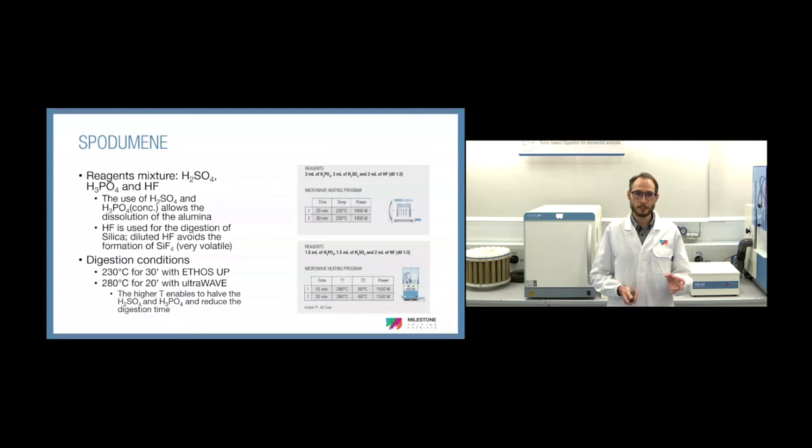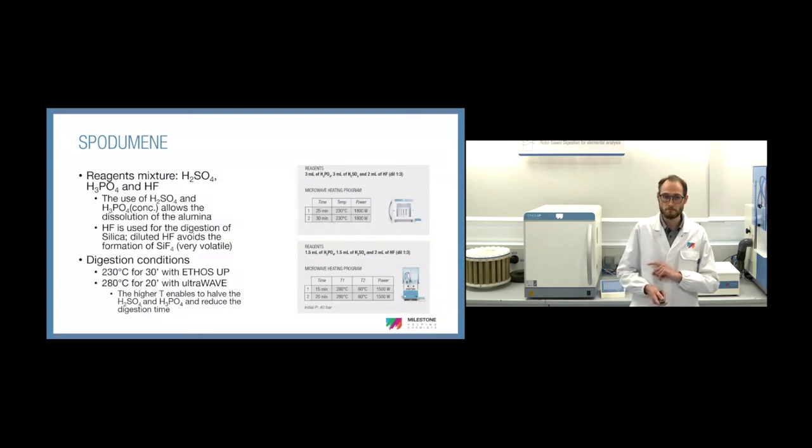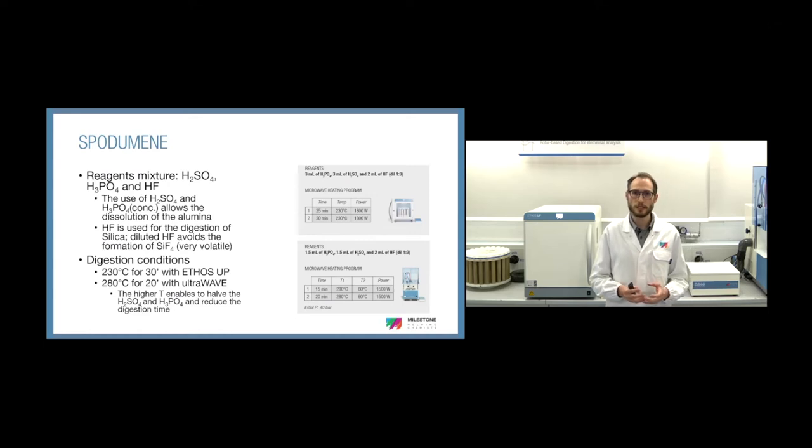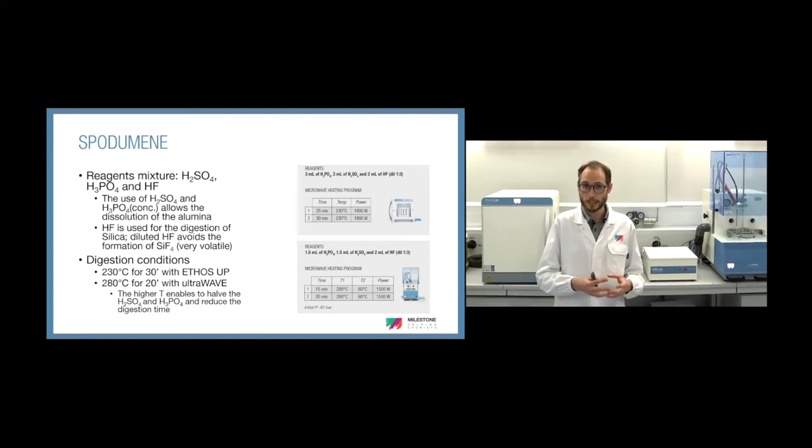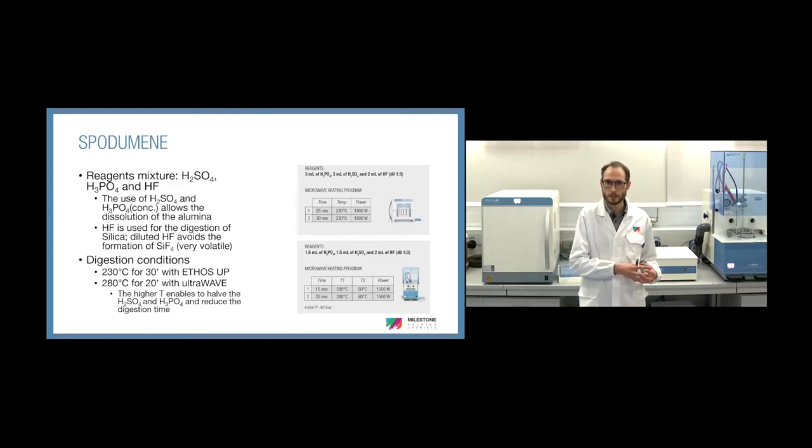And it's interesting that for this material, we use a combination of sulfuric, phosphoric, and diluted hydrofluoric acid. There is a specific reason why we choose these reagents. The sulfuric and phosphoric were used because they increase the oxidation, so they help to break the chemical bonds of this material, and also help the dissolution of alumina that is present in this material. And interesting is also the use of diluted hydrofluoric acid.